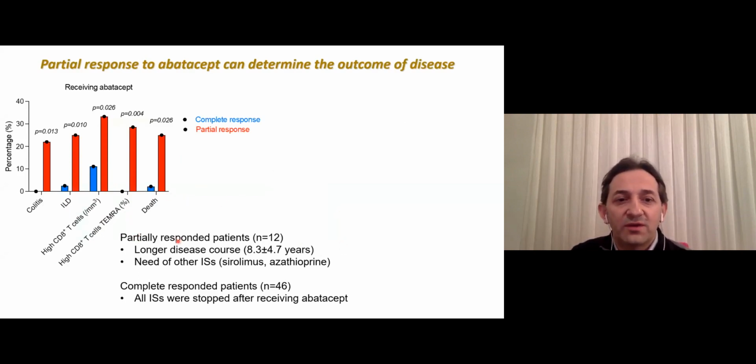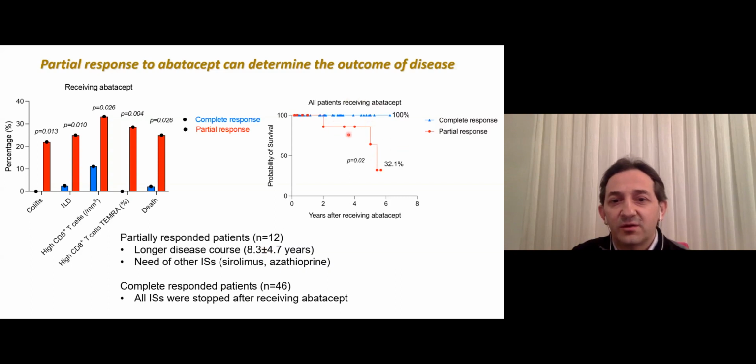We also compared the partially responded patients on abatacept to the completely responded patients. As you see in the clinical part, those partially responded patients had a longer disease course with multiple organ involvement, as they have more colitis, more ILD, and in flow cytometry they have high CD8 cells, also high CD8 TEMRA cells, and they need more immunosuppressants, especially sirolimus or azathioprine, to control their manifestations. While the completely responded patients usually stopped all the immunosuppressants after receiving abatacept. And this is the Kaplan curve. As you see, the complete response patients showed 100% survival compared to the partially responded patients.